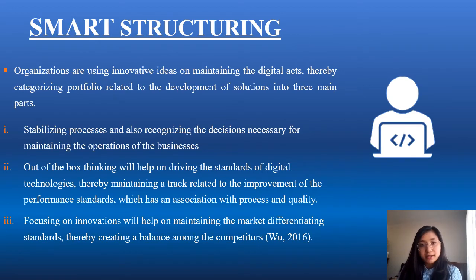Smart structuring. Business companies often face a dilemma related to prioritizing the digital standards, which has a connection with the supply chain. As a result, more focus has been shifted towards recognizing the risk and also implementing innovative ideas related to search of revenue standards. Organizations use innovative ideas so that they can develop more and more solutions to these dilemmas, and they are categorized into three parts. Stabilizing processes, also recognizing decisions necessary.